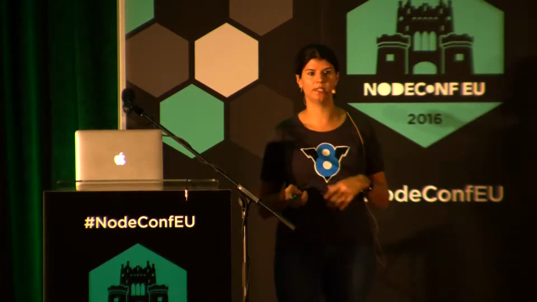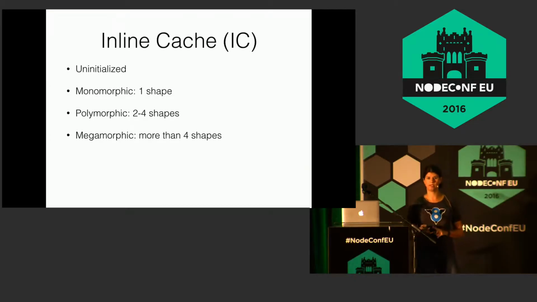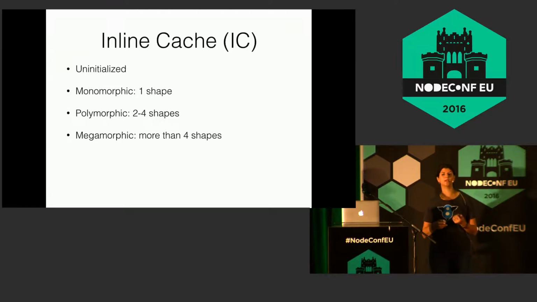Inline caches, we distinguish between the states that they are in, and we care about how many keys they have. So what we like best is if an inline cache is monomorphic, mono, one, morphic, shape, if it has just 1 key in it. And then we also talk about polymorphic caches. That's when they have between 2 and 4 keys in them. So very small caches. Whenever an inline cache sees more than 4 different maps, then it transitions to megamorphic.